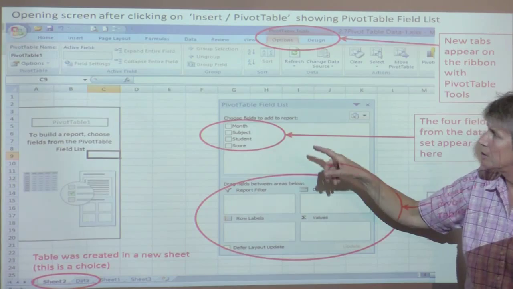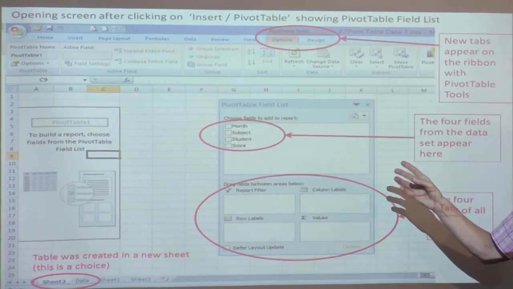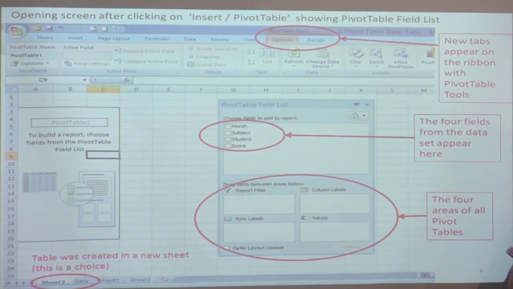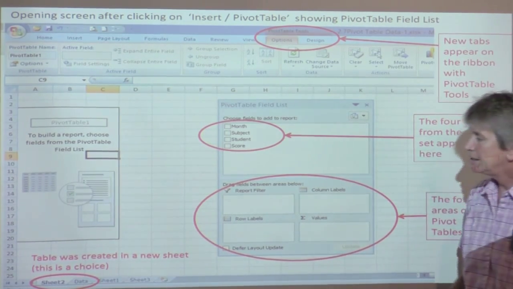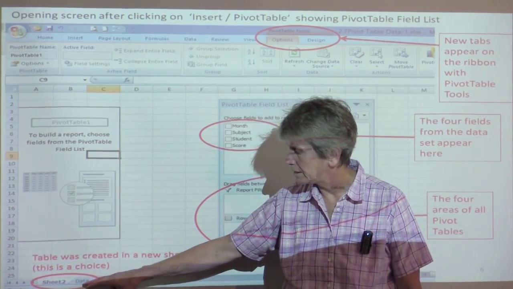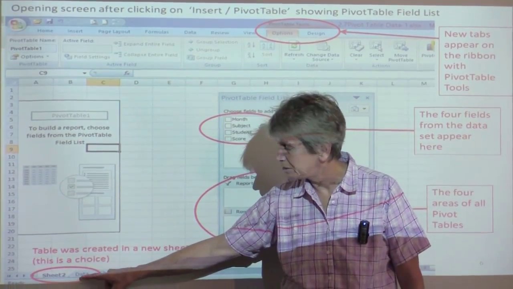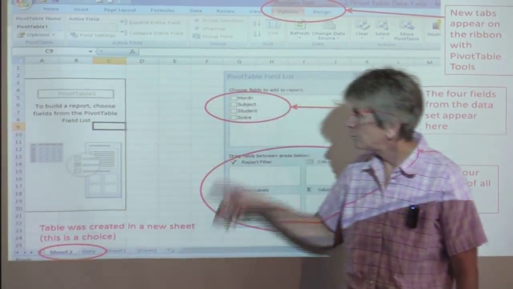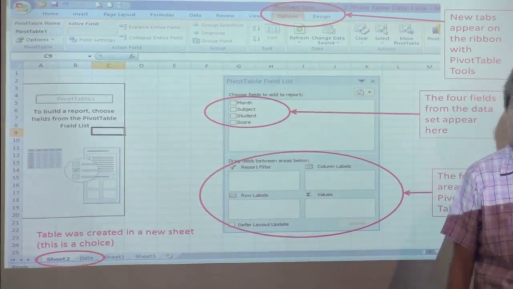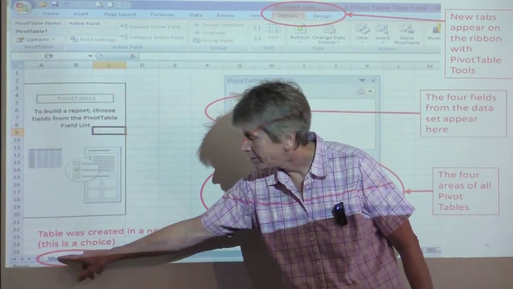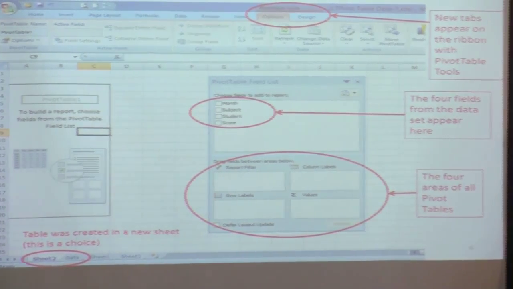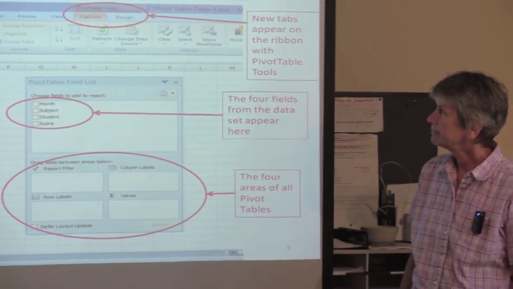The other thing is that when I created this, you have the option of creating the pivot table in the worksheet where your data is, or in a new worksheet. My data was in a sheet called data, and when I created the pivot table, I told it to create it in a new sheet. So the pivot table is in Sheet 2, and my data is still there on the worksheet called data.